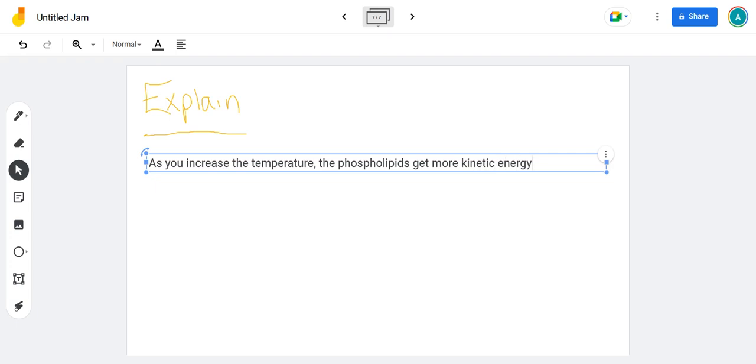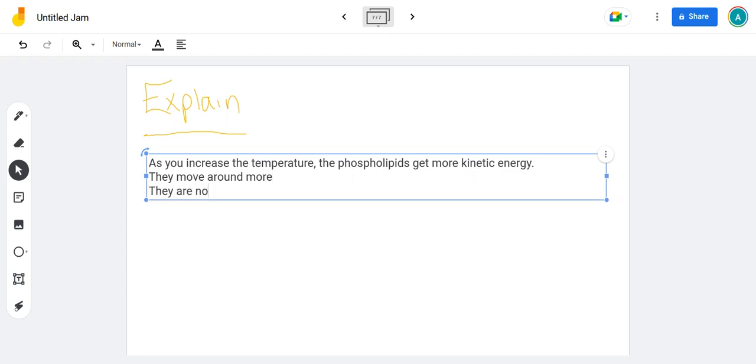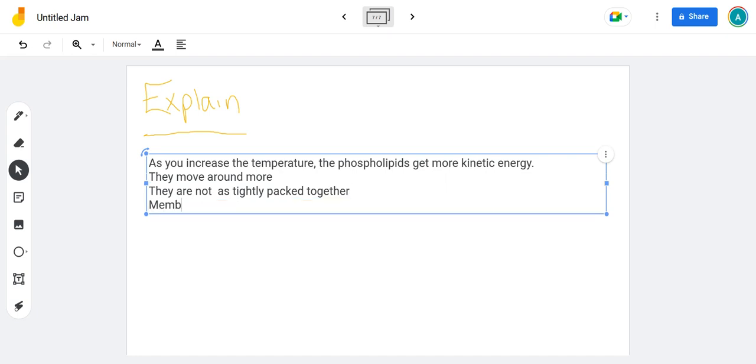more kinetic energy. What that means is that they move around more, and they're not packed as tightly together. Okay, so they move around more. They are not as tightly packed together. Okay, and that means that the membrane is more permeable. All right, it's easier for the betalain to get out of the cells.